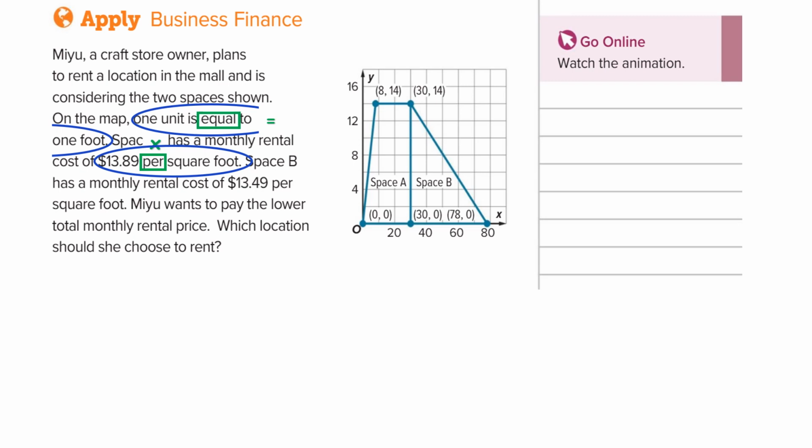Therefore, we have to understand that, once again, our units are not cubes or units. Each one is equal to a foot. Space B then tells me that I am going to be charged $13.49 per square foot. So I'm going to have to find the charge for a month's time for each of these units to figure out how to answer the question. And the question is simply, well, then which is the better buy, right? My U wants to pay the lower total monthly amount.